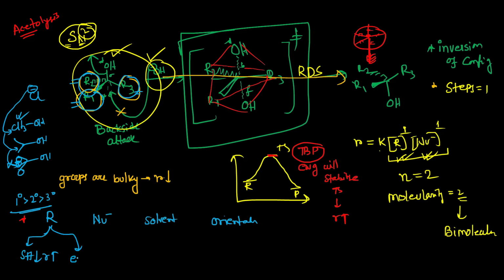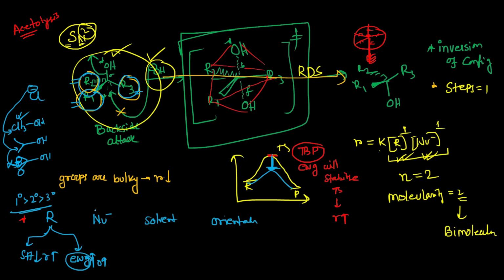The second one is electron withdrawing group. If there is more electron withdrawing group, then the rate will be higher, because more electron withdrawing group will stabilize the TBP transition state, which was electron rich. That will basically lower this transition state energy. Okay, it stabilizes the transition state. So the rate will be faster.